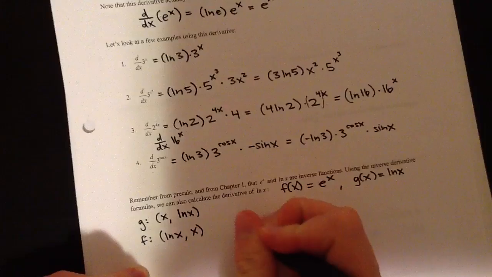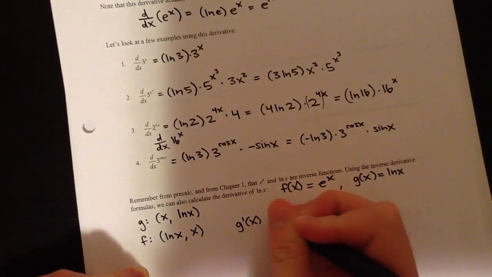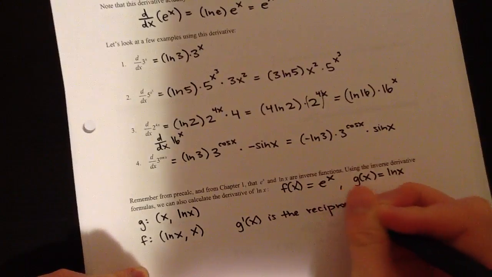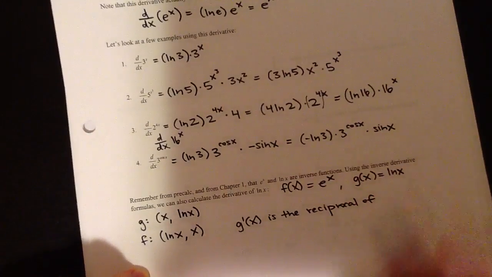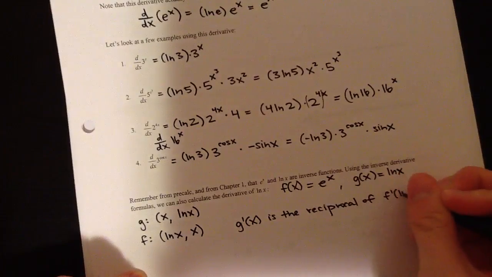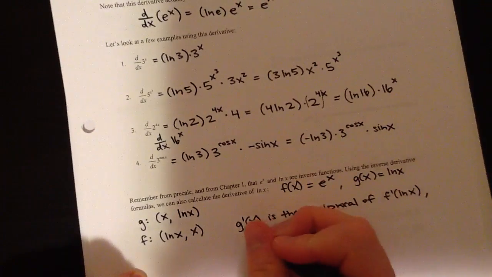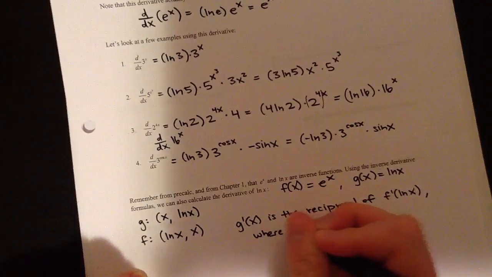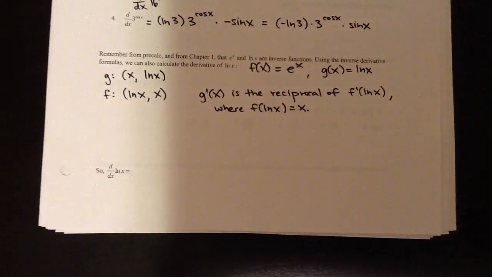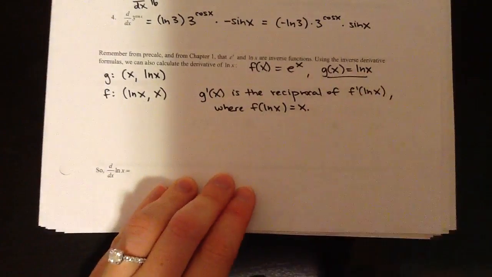So g prime of x is the reciprocal of f prime of natural log of x, where f of natural log of x equals x. So that's the sentence that we pulled from one of the previous sections. So g prime of x, which is what we're trying to find. We are trying to find the derivative of this function right here.